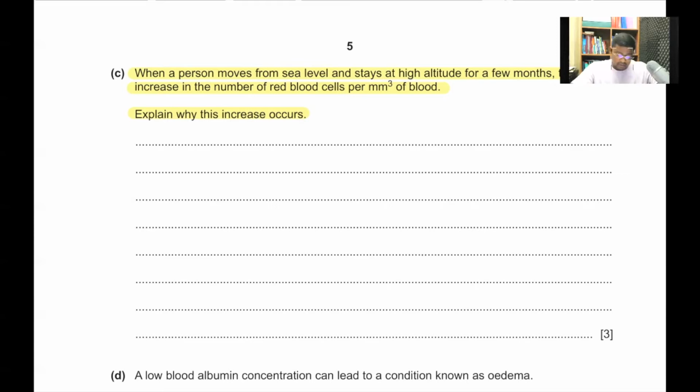The question says, explain why this increase occurs. So basically the answer will be, at high altitude, partial pressure of oxygen is lower. So percentage saturation of hemoglobin with oxygen decreases. At high altitude, hemoglobin has a lower affinity for oxygen. More hemoglobin is synthesized to compensate and help to transport the same quantity of oxygen as at sea level. And EPO, the erythropoietin hormone, is secreted to increase red blood cell production.